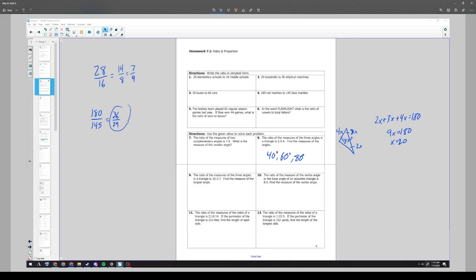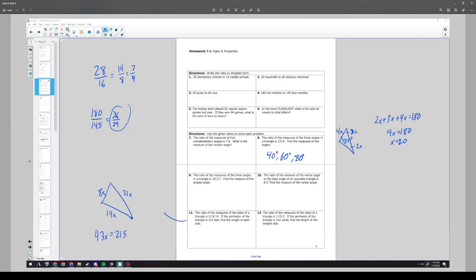I'll skip down and do one more extended ratio. So this ratio is 21 to 8 to 14, and this one is sides of a triangle. So we've got 8x, 14x, and 21x. And our total perimeter, so all of those added together, is 215. So this is 43x equals 215.